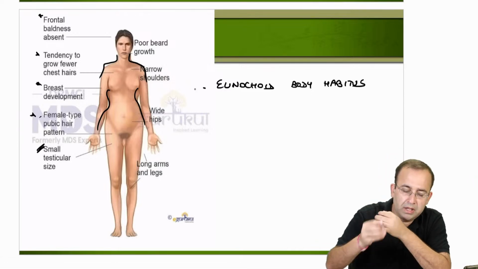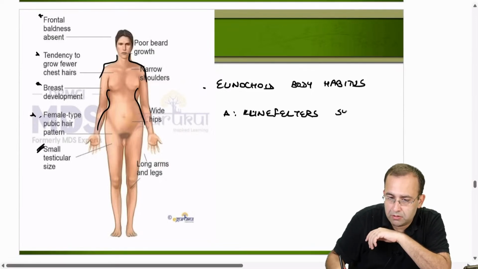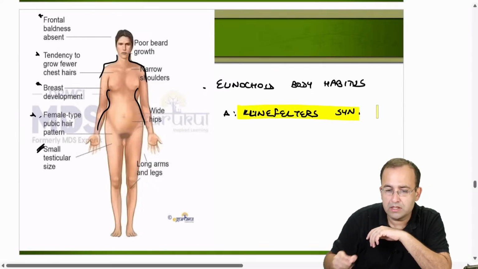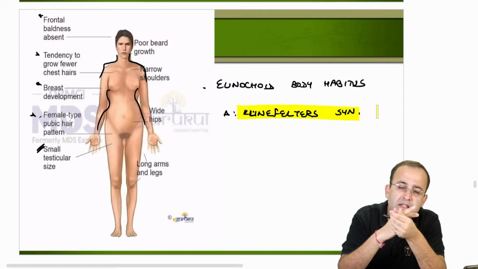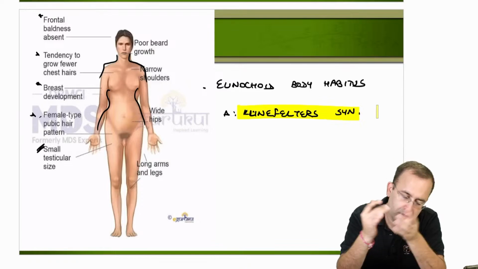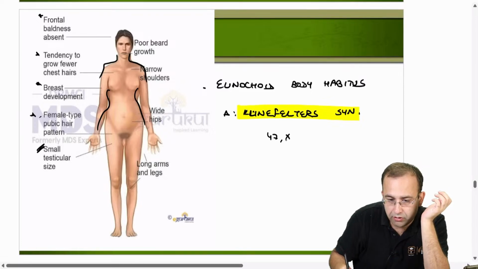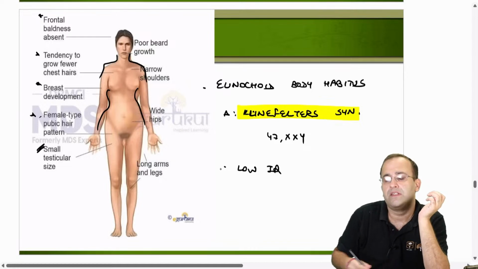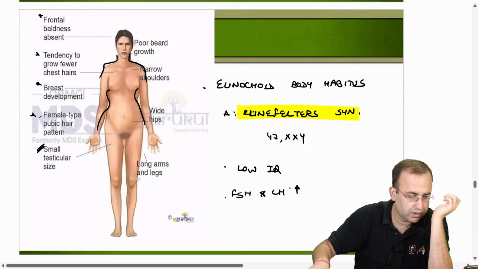This is the female body proportion, narrow shoulders with broad hips. Eunuchoid body habitus, making this as a case of Klinefelter syndrome. So again, recent PYQ, you were given a history-based question. A couple is trying to conceive for the past 6 years. On examination, the female is normal, but the male has gynecomastia, atrophic testis, and female type pubic hair distribution. Diagnosis, Klinefelters. Most common Klinefelters being 47 XXY. This is low IQ. And in this also, FSH and LH is increased.